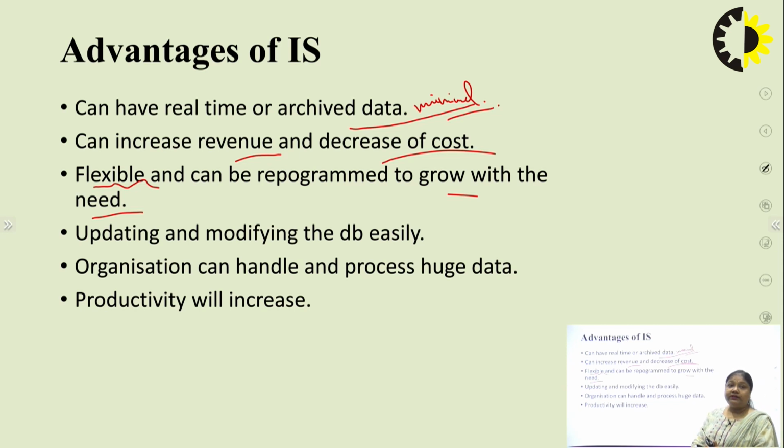Organization can handle and process huge data. In previous times, we saw that we had multiple files that we arranged in a rack. So it was very difficult to manage all the information in files and folders. After information system came into existence, it is very easy to handle and process huge data. The productivity will increase. Through information system, productivity of an organization has also increased.